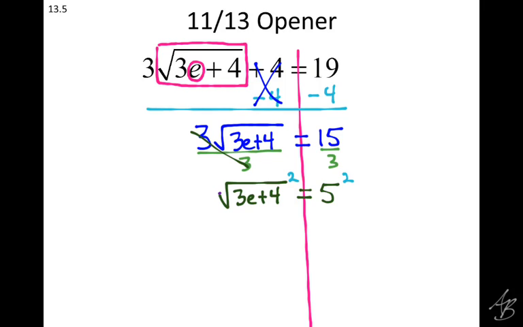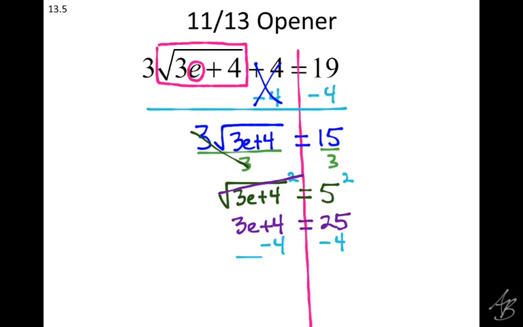And when we do that, the square and the square root cancel, leaving what? e plus 4. And on the right side? 25. Okay, so we've gotten rid of 3 things so far. We got rid of the 3 and the 4 outside the square root. Then we got rid of the square root. Now what? Subtract 4.